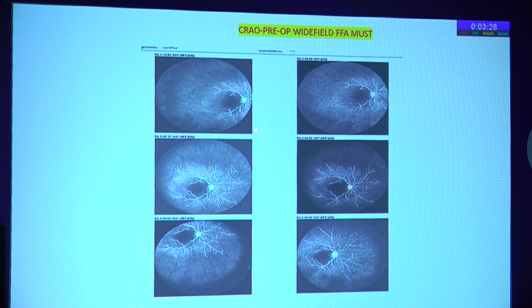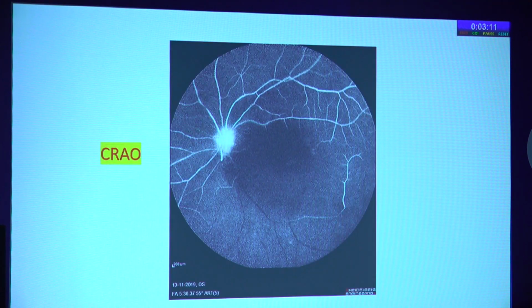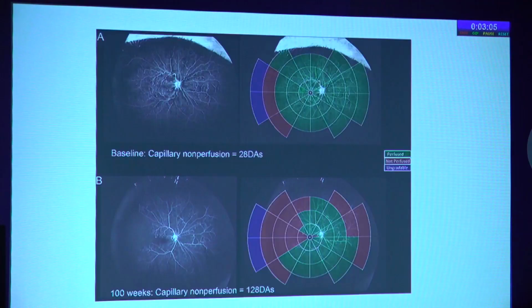But before doing the surgery, this angiography will help show how much extent of the ischemia is there, and whether the patient will benefit after the surgery or not. Otherwise, you will do a major surgery in such a situation, and it will be a wastage of time and everything. So this is again a case of central retinal artery occlusion. You can see that predominantly it is inferior branch artery occlusion.